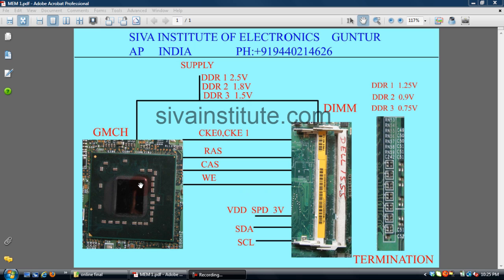That means a memory controller fault in the GMCH. If this voltage is okay, the GMCH memory controller is okay. The memory controller in the GMCH is okay.